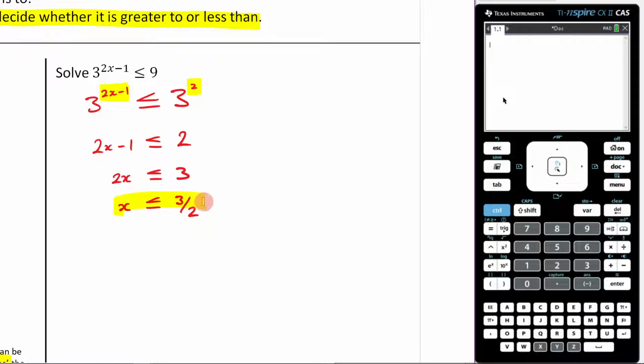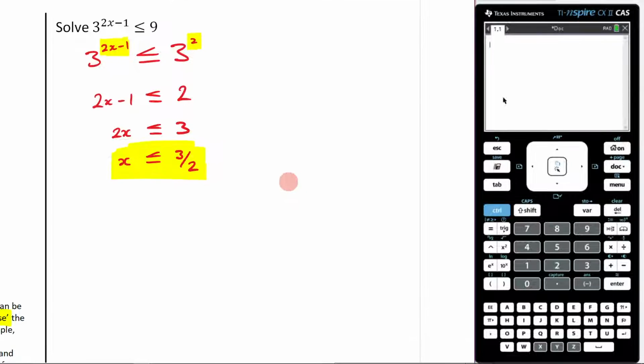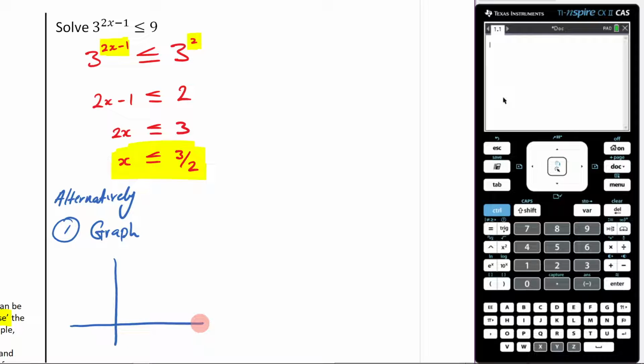That's what you do. Now, I want to show you an alternative way of answering this question, which relies on more of a graphical approach. So let's go alternatively. Alternatively, you can first graph what you've got. So if I was to graph this, let's do this and that. Let's look at each portion that we have.